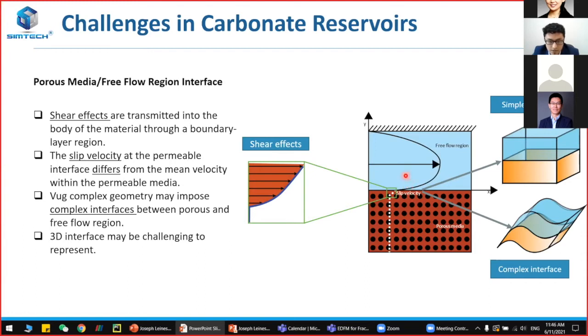But that's not the only problem. The other problem is the complexity that this interface shows. Here we can see a simplification of it. But in reality, this complex interface can have a topology that might pose a lot of challenges to represent in 3D when one wants to model it in a computer.